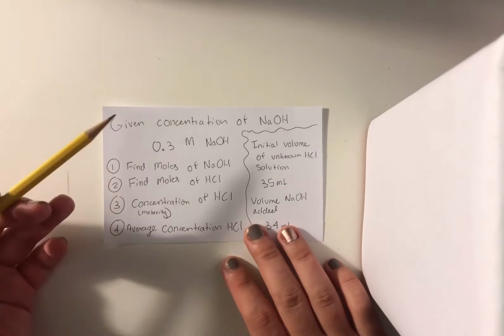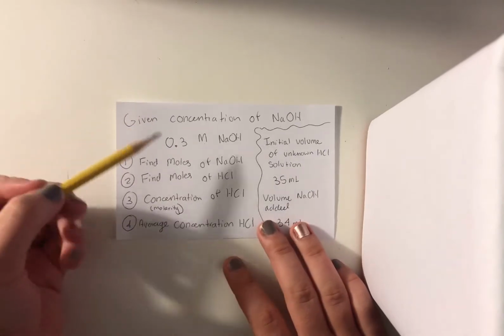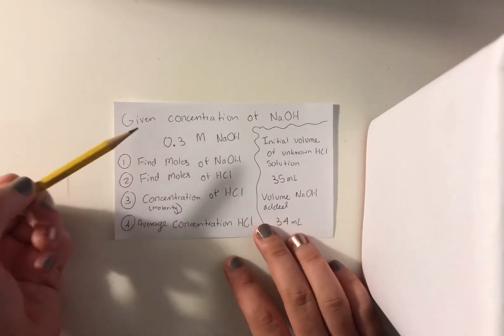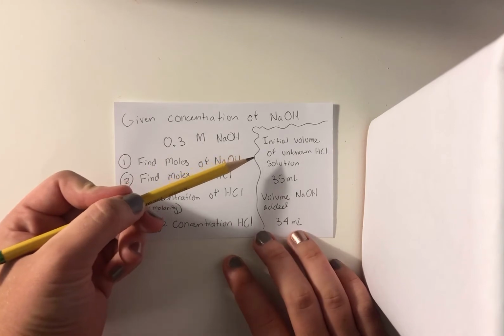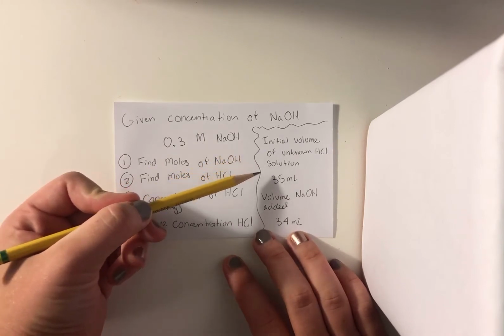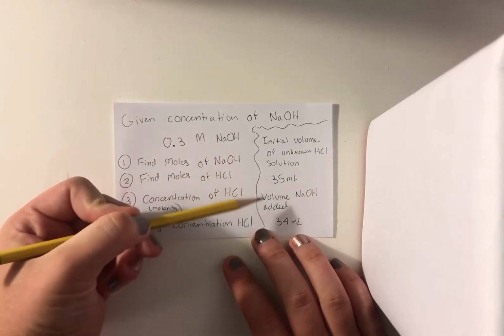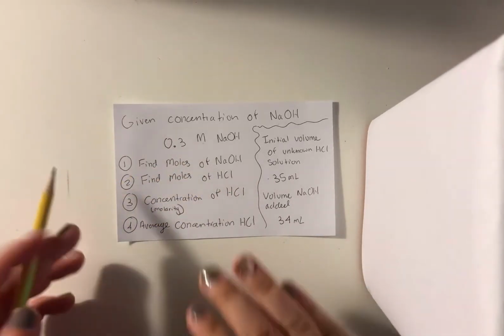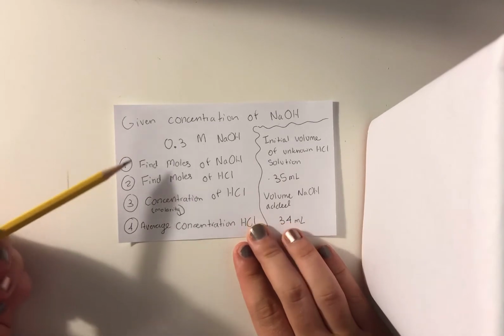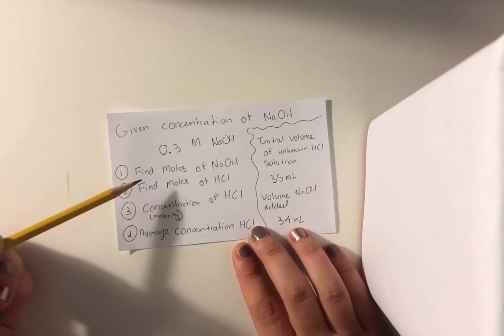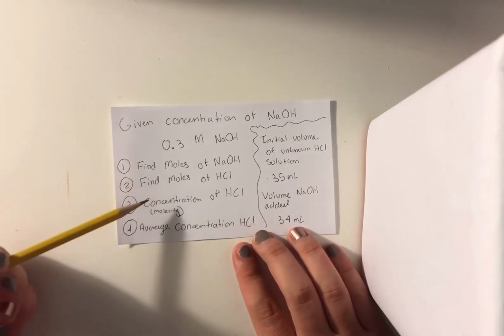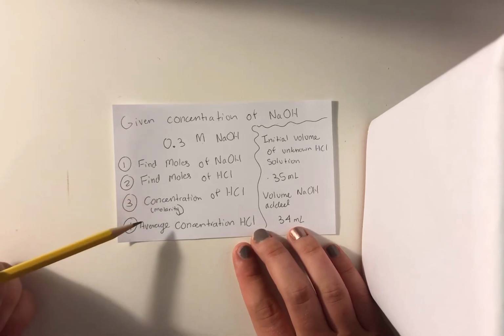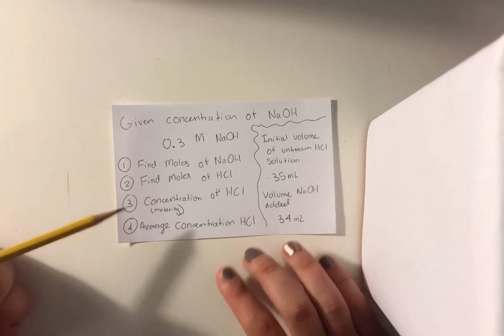The given concentration of sodium hydroxide is going to be 0.3 molar. The initial volume of the unknown hydrochloric acid solution is going to be 35 milliliters, and the volume of the sodium hydroxide is going to be 34 milliliters. So what we're going to be finding is the moles of sodium hydroxide, the moles of hydrochloric acid, the concentration of hydrochloric acid, and then the average concentration of hydrochloric acid.